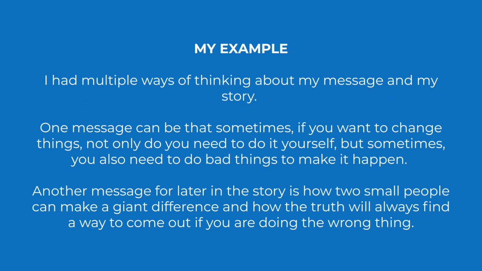For example, I had multiple ways of thinking about my message and my story. One message can be that sometimes, if you want to change things, not only do you need to do it yourself, but sometimes you also need to do bad things to make it happen. Another message for later in the story is how two small people can make a giant difference and how the truth will always find a way to come out if you are doing the wrong thing.